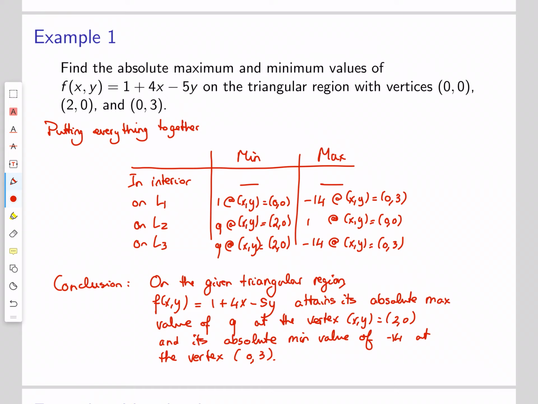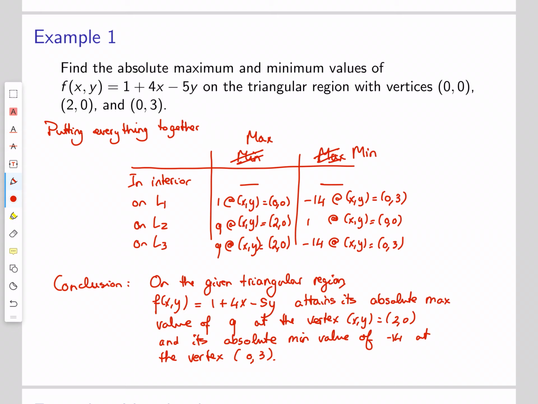On L1 we found a max and a min, and if you go back through the notes you'll see that we found a minimum value of 1 at the vertex (0, 0). We found a maximum value. Sorry, I've turned these ones around, haven't I? This is the max, and these are the mins. All right, and so same thing on L2 and on L3.